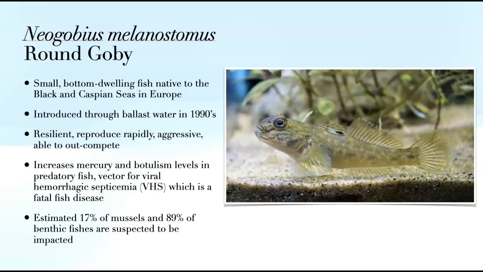They are considered to increase the amount of mercury as well as botulism levels in predatory fish, and they are also a vector for viral hemorrhagic septicemia, which is a fatal fish disease. All of this is estimated to contribute to about 17% of mussel species and 89% of benthic fish species being impacted by their invasiveness.